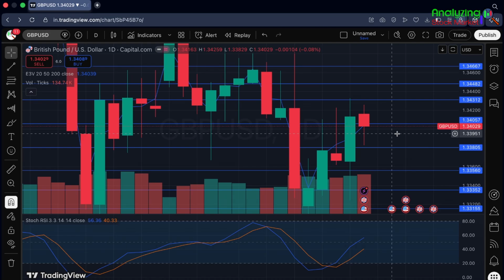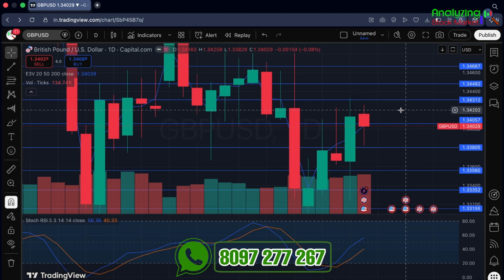Now let's talk about my opinion on GBP USD for this week. According to the previous week's momentum, I'm expecting a positive move in this range, that is 1.34057 to 1.34312. I'm expecting a closing till Friday in this week. But if you're going for any short trade, then only go for a short trade once the 1.33805 level gets breached and a 4-hour or a 1-day candle closes below this, and you can go for a short till this level. You can even wait for this level as well.